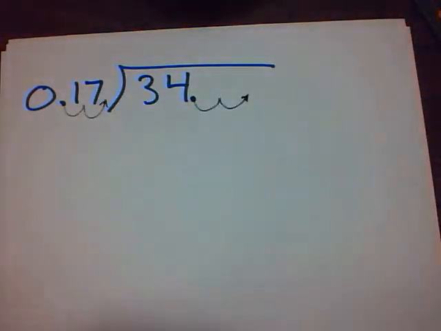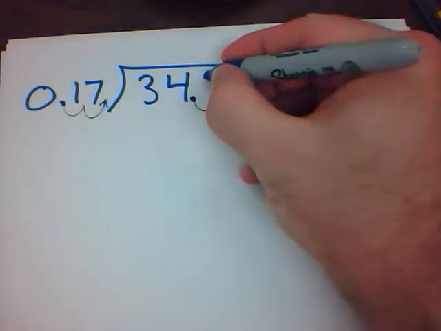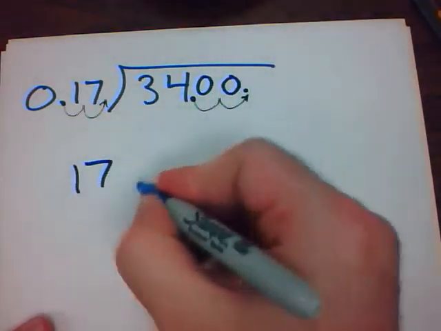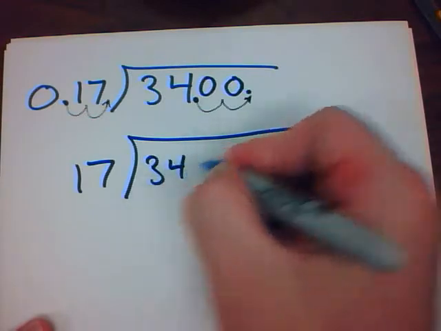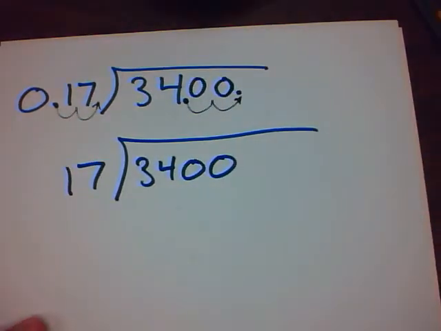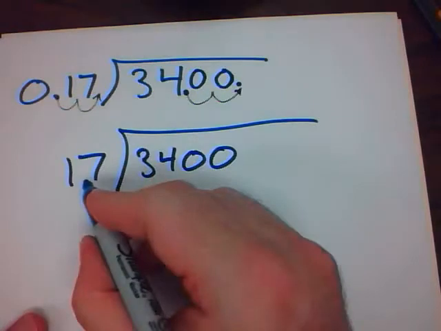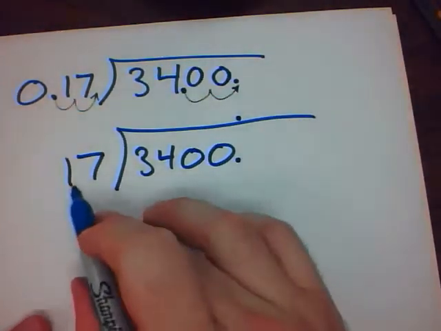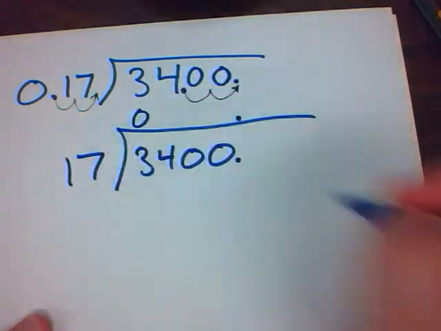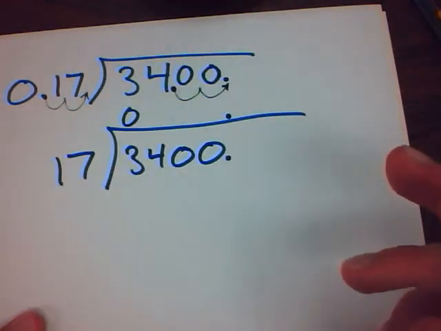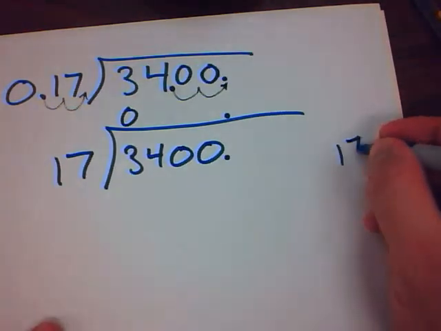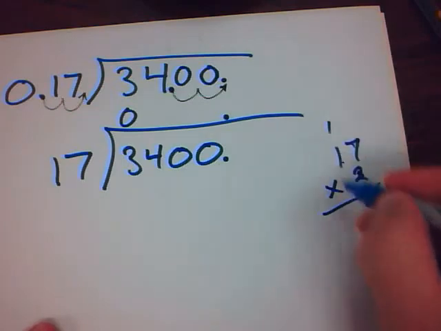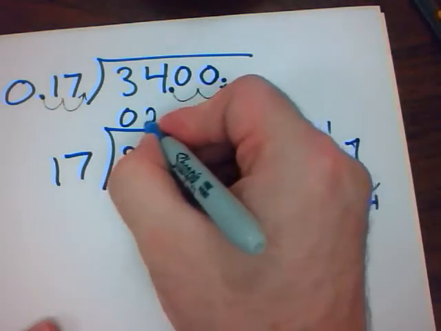And then you must fill in those new spaces with placeholder zeros. Your decimal has to be there. You now end up with 17 into 3,400. Once again, 17, and your decimal is here, and your decimal is there. You're now ready to start dividing. 17 into 3 doesn't work. 17 into 34, how many times is that? I'm going to guess 2. 14, carry the 1. 34, exactly. Look at that, that's 2.